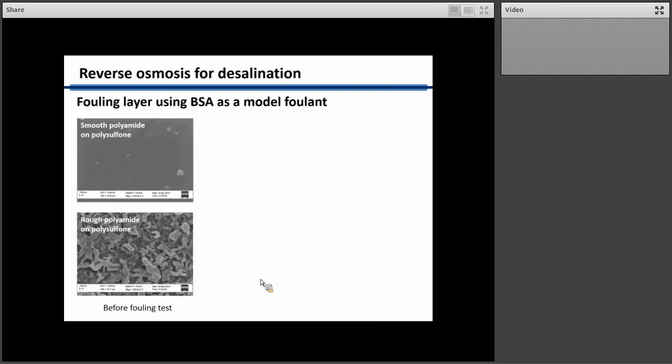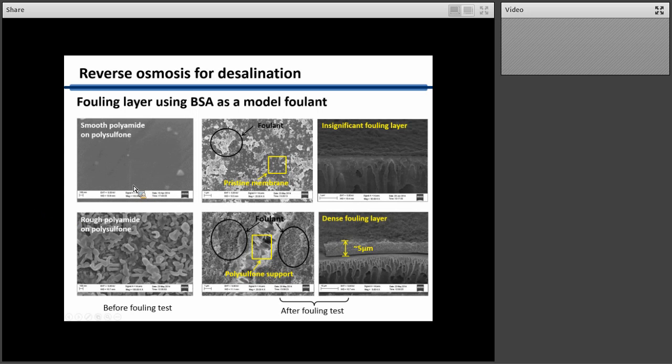And if you take one of those smooth polyamide films on a polysulfone support and compare its performance in fouling to a rough polyamide film on polysulfone supports, here's what you find. So you can see that in the smooth membrane, you have some foulant. This is BSA building up here. But you have large areas of pristine membrane where we don't get much fouling at all. And under the electron microscope, you can see here there's really an insignificant fouling layer.